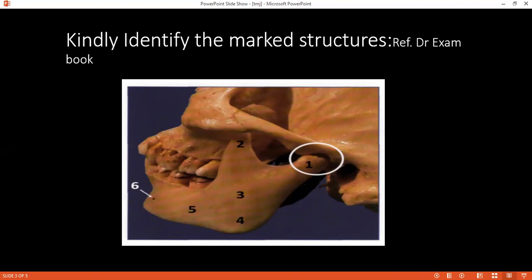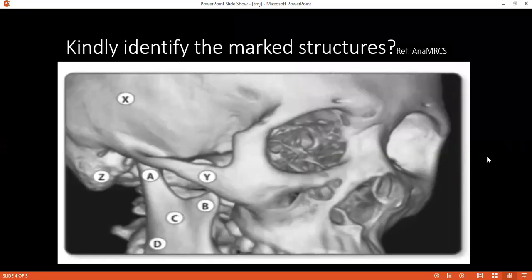Okay. Can you please tell me what you are looking at now here? Yes, ma'am. It's the 3D reconstruction computerized tomogram of an adult skull shown from the right lateral side, and it is showing the temporomandibular joint. Yes. Can you please identify the structures labeled A, B, C and D, and then X, Y, and Z? What does it show, please?